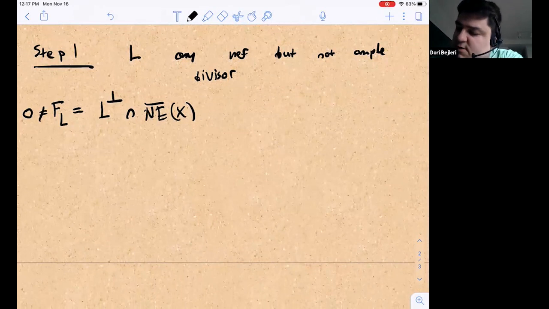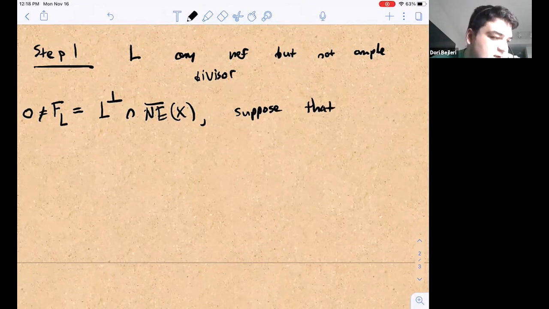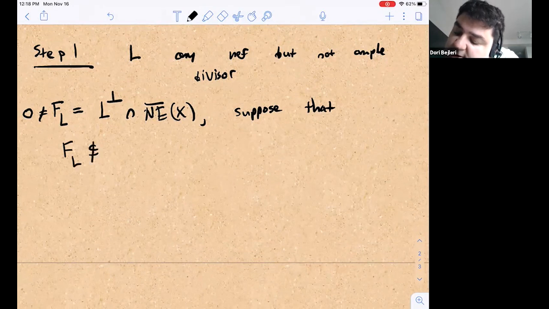Okay, so let's also suppose that this is on the negative side. So, maybe slightly weaker, suppose that F_L is not contained in the positive side.